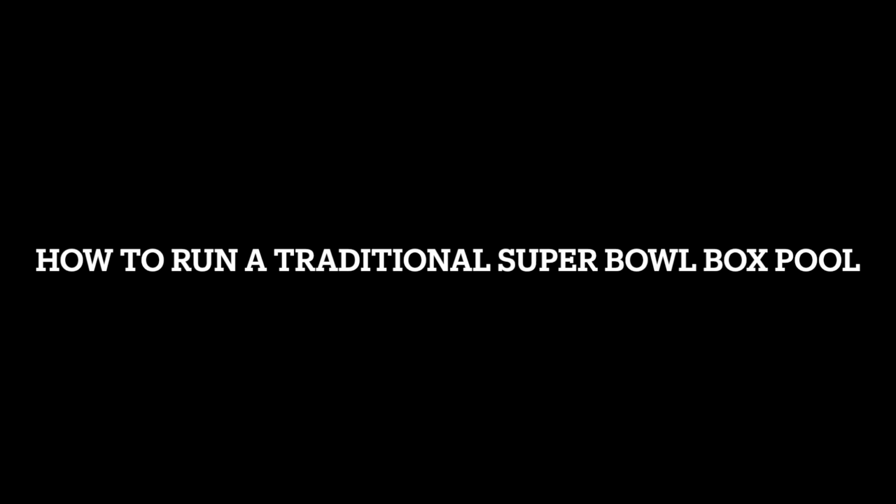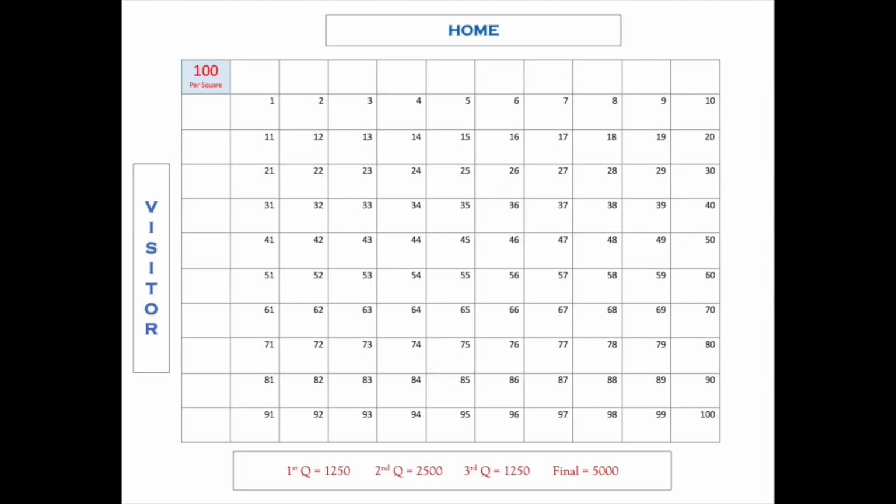It works like this. You have 100 squares laid out in a 10 by 10 grid. Depending on how the pool is structured, and there are many different kinds, the winners are decided by the score of the game. It doesn't always have to be the Super Bowl. Any game can work, and I've seen them for basketball too. But they are very popular for the Super Bowl, and that is what we will reference.